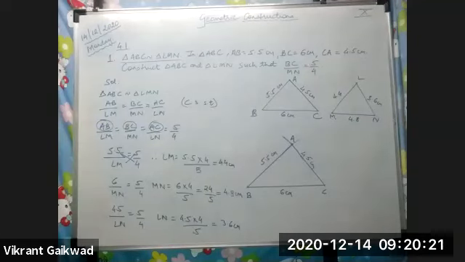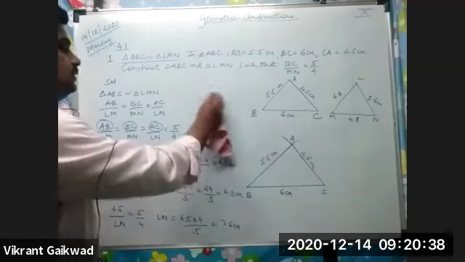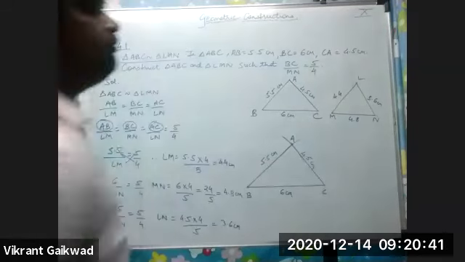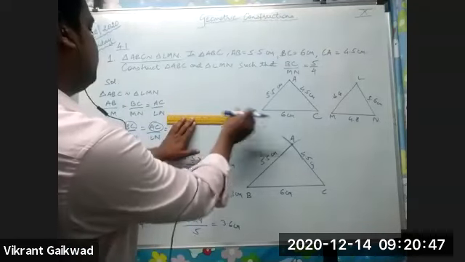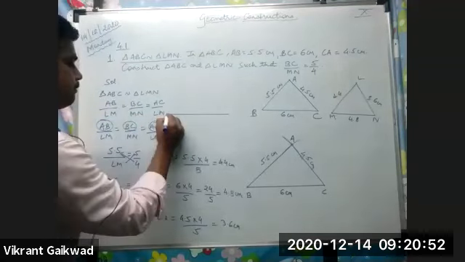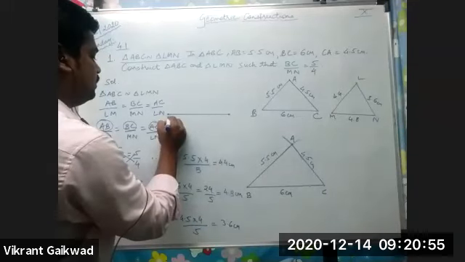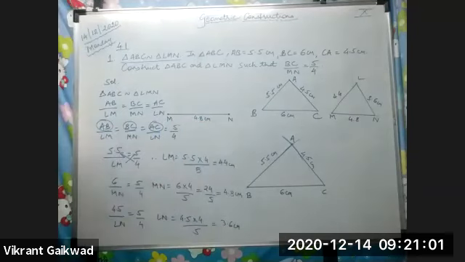Now, we have just done the first part of the question. Let's move ahead with the second part of the question. You have to construct triangle LMN. Again, we'll check the given parameters. Check MN, 4.8. So you start with drawing the base. Point M, 4.8 centimeters.